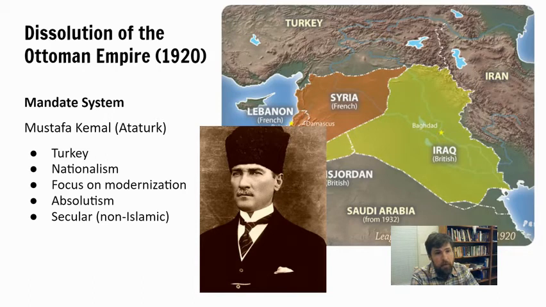Mustafa Kemal led a Turkish nationalist movement that was very focused on modernization and trying to make Turkey a modern country. He was not interested in democracy. He established himself as an absolutist dictator who would have control over Turkey and not be subject to a democratic election. And he was very focused on secularism and removing the centrality of Islam. His government was not a religious government, and he moved to modernize Turkey.